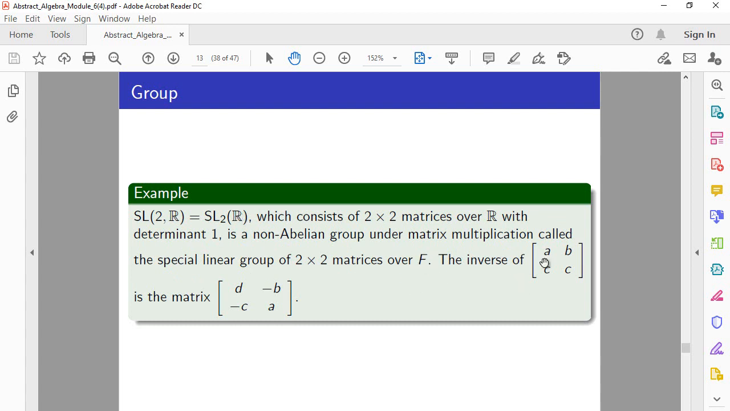The inverse of the matrix (a b; c d), and this should be a d here, is the matrix (d, minus b; minus c, a). So notice that basically the diagonal entries are switched, and then we reverse the sign of the off-diagonal entries to get the inverse.